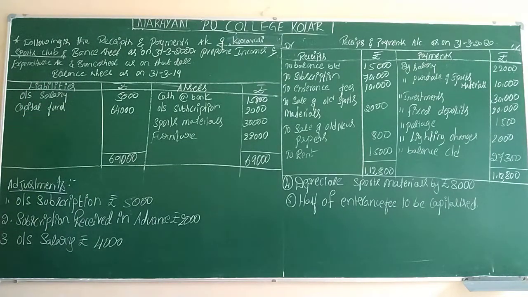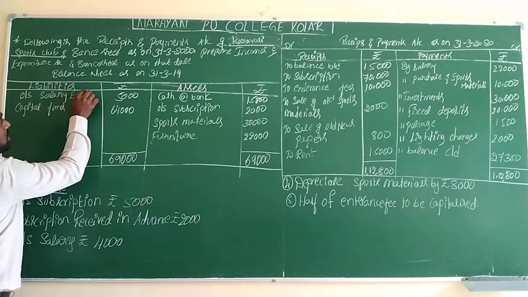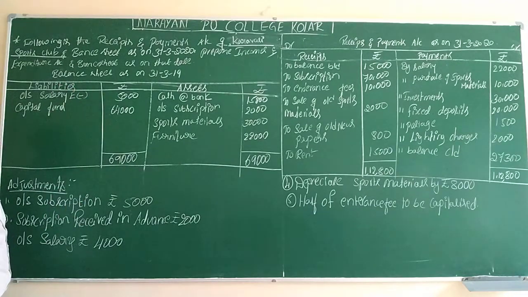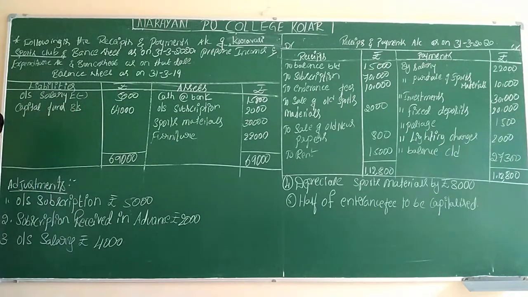So under the balance sheet, first the liability side, salary is given. Salary is an expense, but it belongs to the last year, so we should deduct the expenses from the capital fund. In the balance sheet we have to write it.